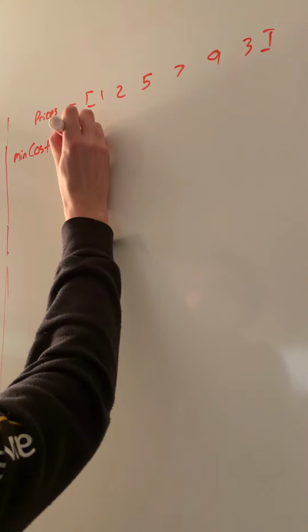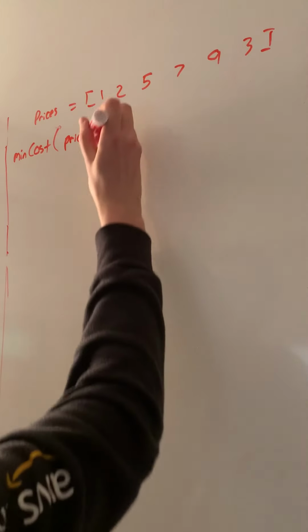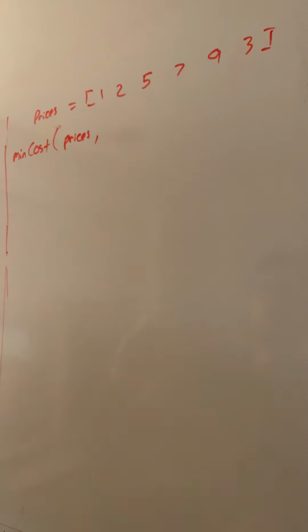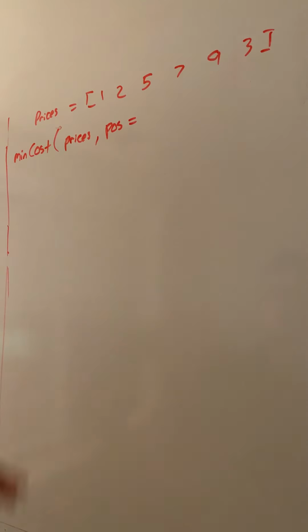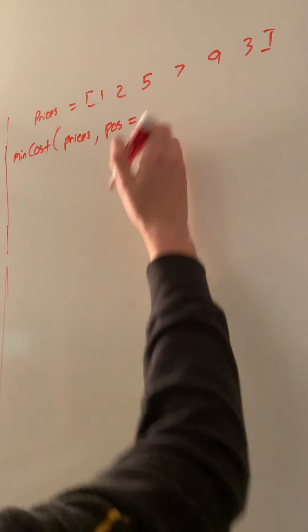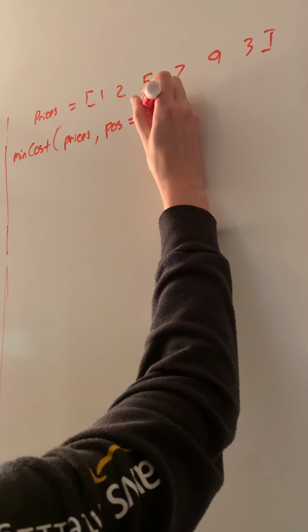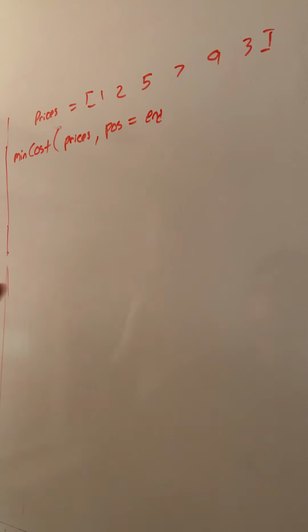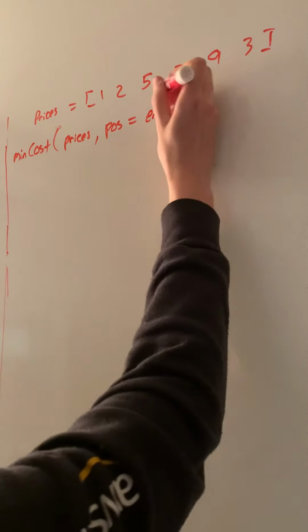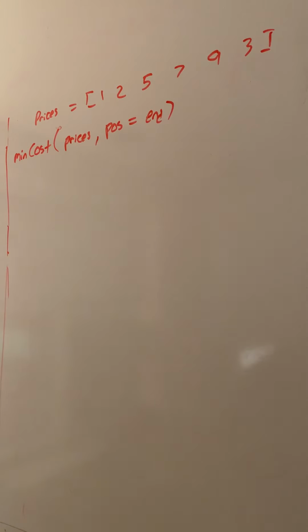Starting with the brute force method, we would have a minimum cost definition that would accept a list of prices. I've showed an example of prices there, and we would also need to keep track of position. For the first iteration, we would start with the highest position, so that would be our end position, we'll say, which would be the length of the list minus 1.